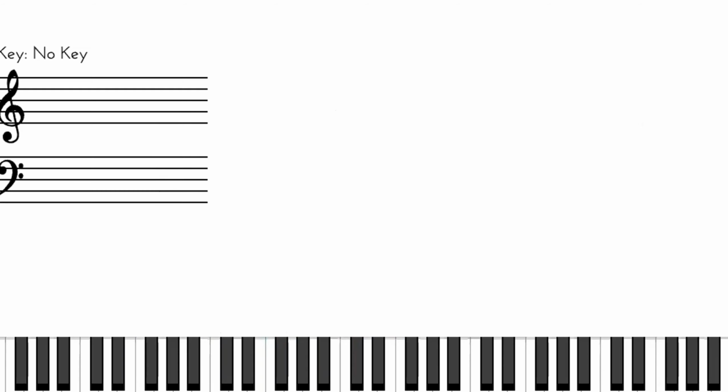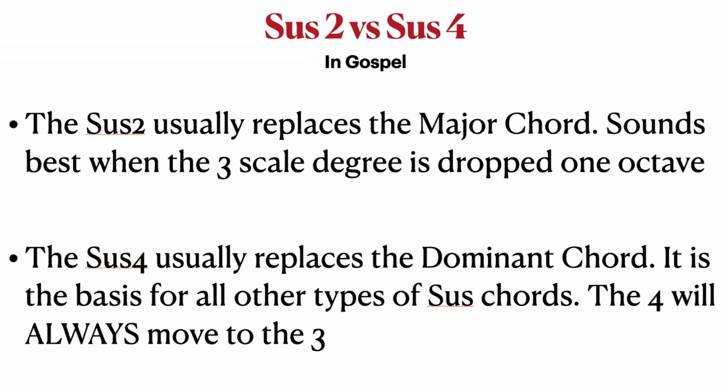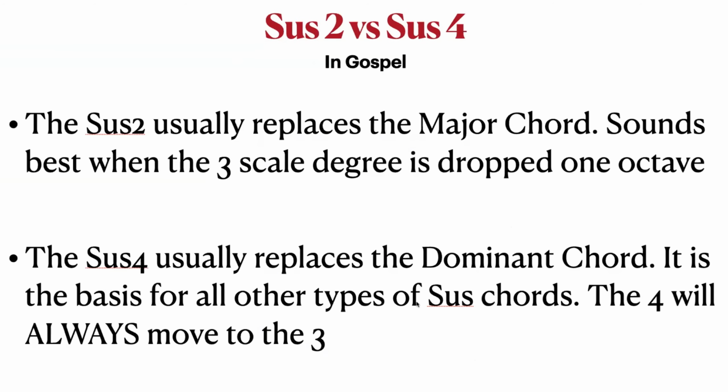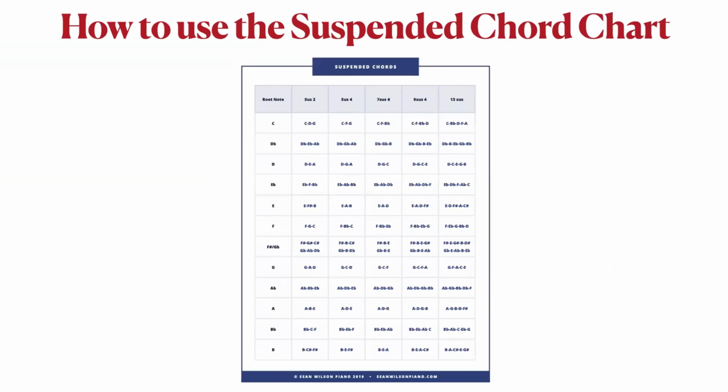Let me go back to the screen here in Keynote. Whereas the sus4, which is this row, is going to replace the dominant. Okay, you guys seeing this? This is really cool. The sus2 replaces the major chord. The sus4 replaces the dominant chord, and it's going to be used as a basis for all the other types of chords in the chart. So in other words, this sus2 is the only chord in this chart that will replace a major chord. The sus4, look at this.